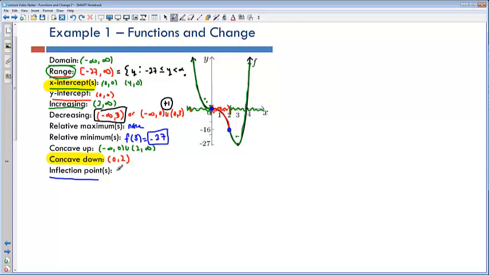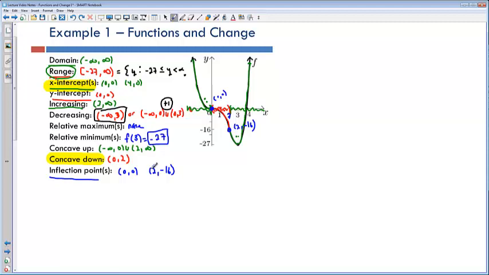And so inflection points occur at 0, 0. So it's 0, 0 right there, so you can see it. And then this point right here, which is you go over 2, and then you go down negative 16. So 2, negative 16. So those are the two inflection points. And again, these are points. They are coordinate pairs. They are not intervals.